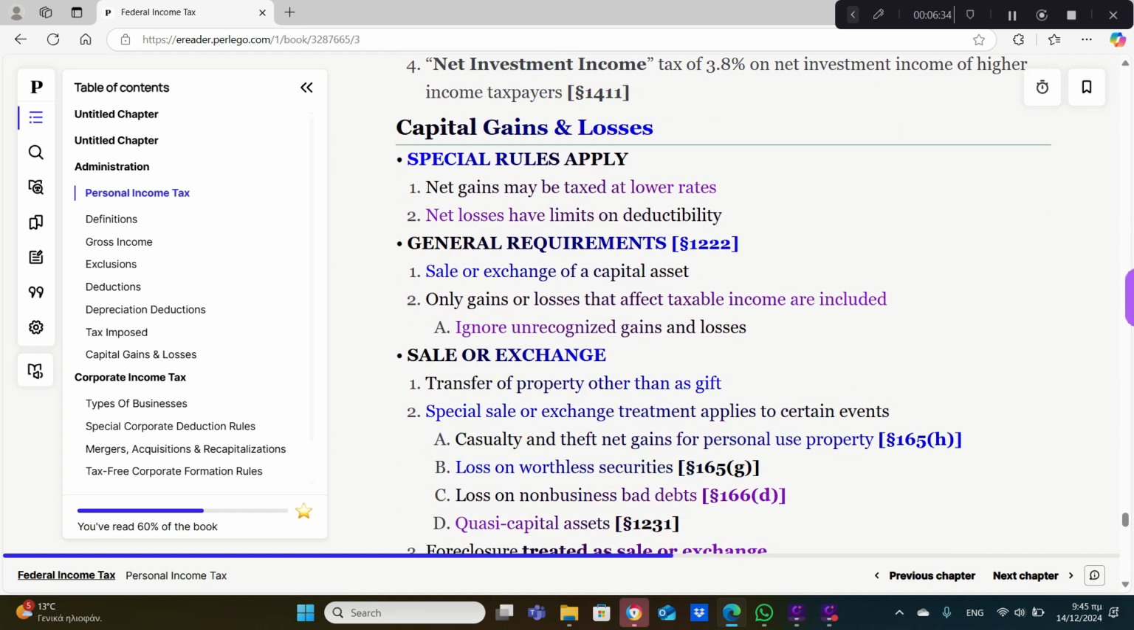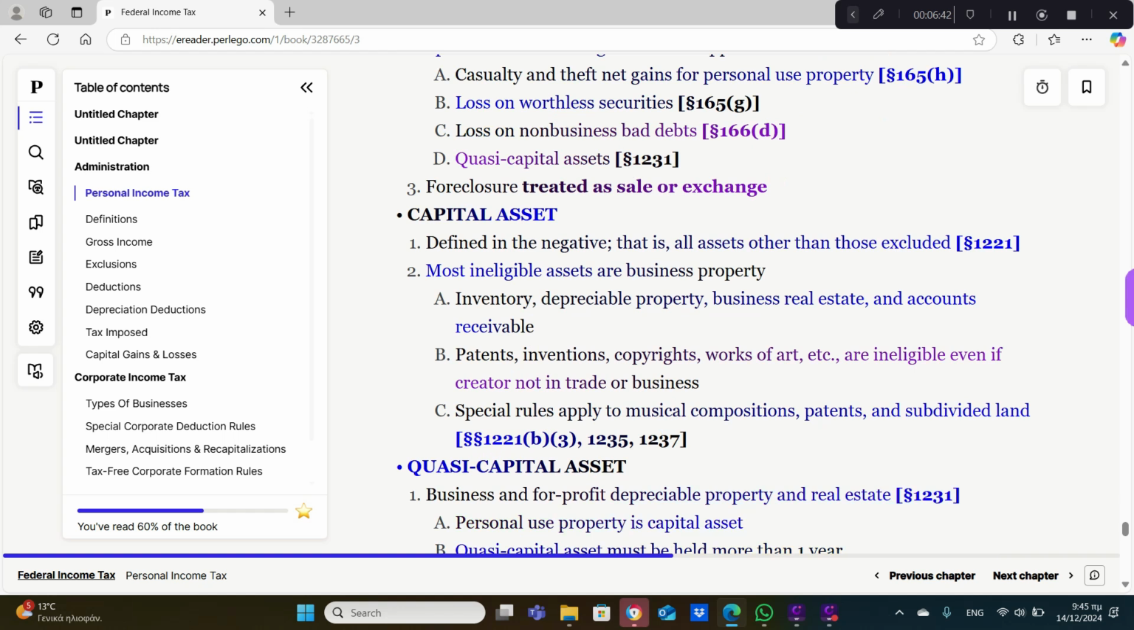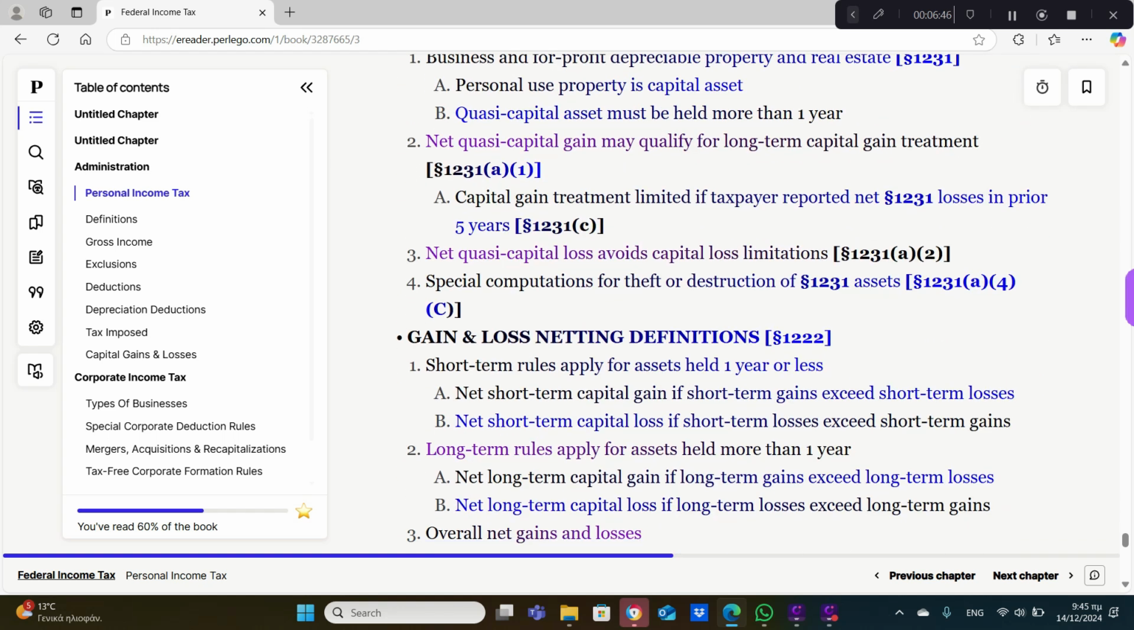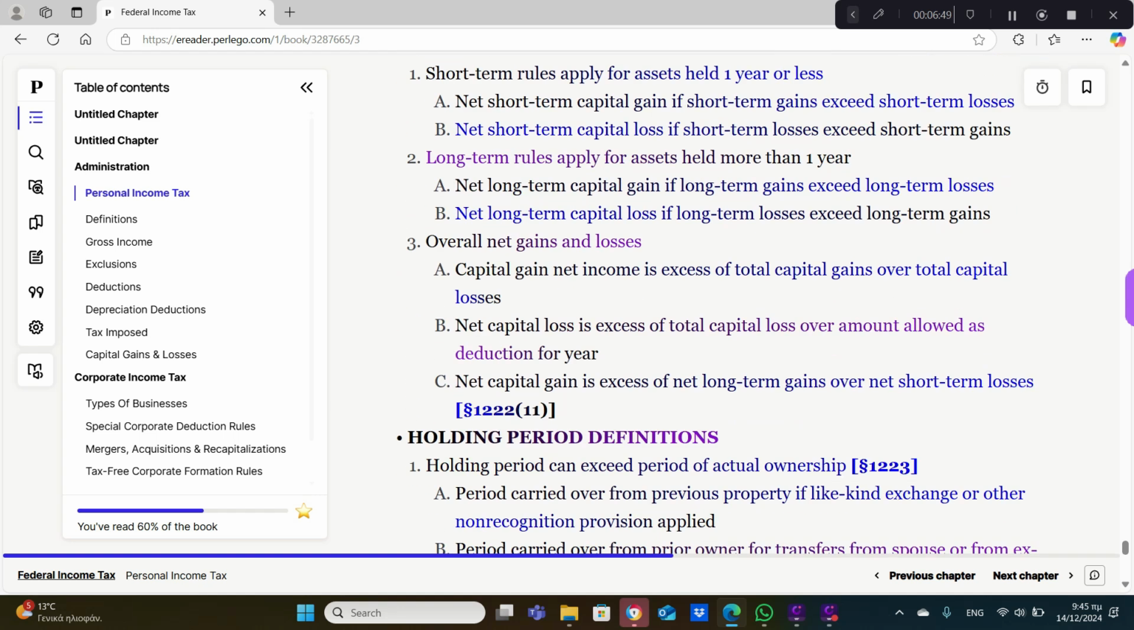15. Corporate distribution rules. Outlines the taxation of dividends and other corporate distributions. Qualified dividends are taxed at a lower rate than ordinary income. Non-dividend distributions may reduce the shareholder's basis in stock.